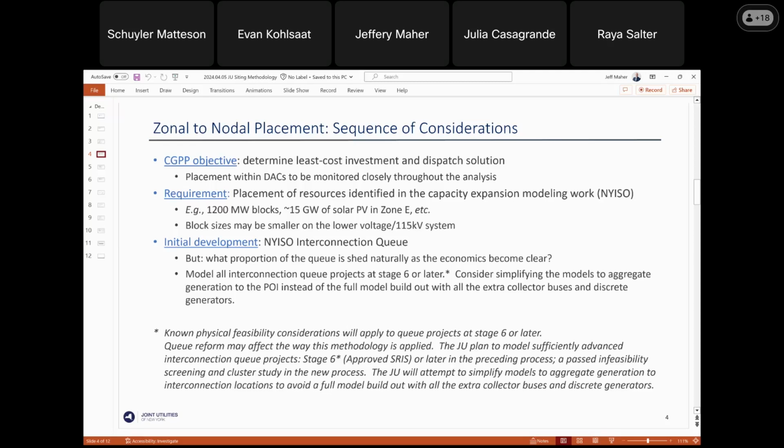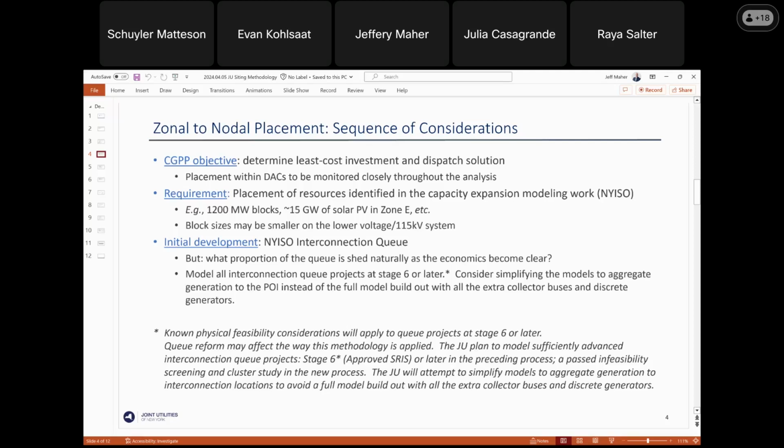And if we jump down to that bullet at the bottom there, we do want to just note that if there are known physical feasibility considerations, we'll have to factor those in when looking at these projects at stage 6 or later. The note also notes that we're aware of the queue reform happening at NYISO, and we will have to account for that in this process. And then, the final note on this slide is just that when we're modeling these generators, we want to simplify the models so as to not, for a single project, have 10 different generator models in the power flow model. Just simplify that into a single collector.